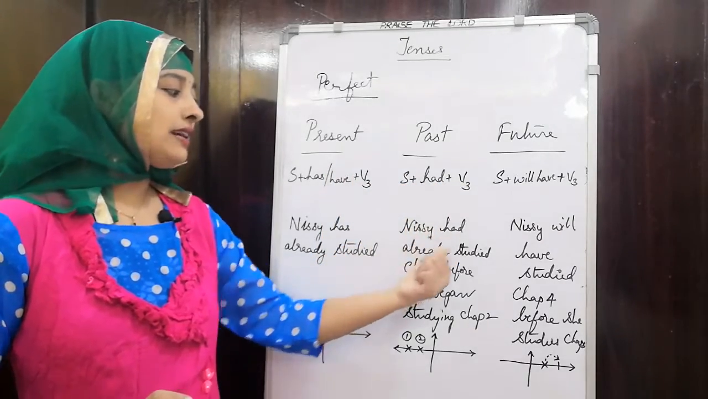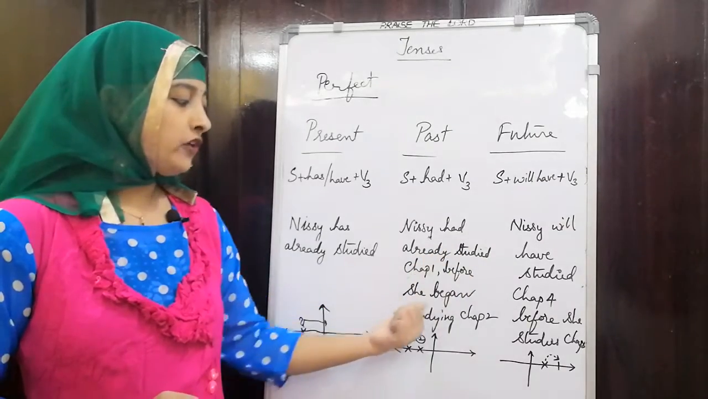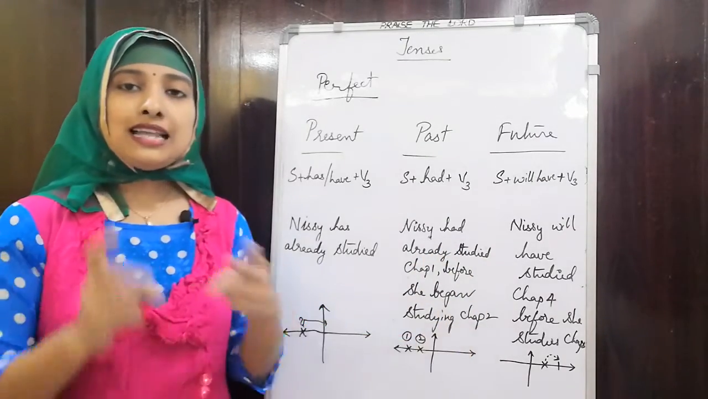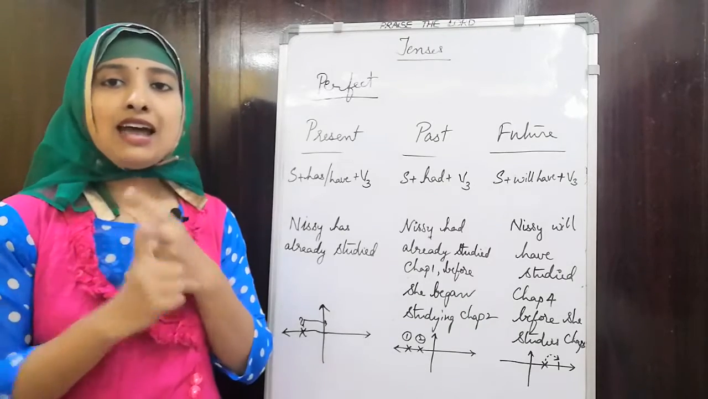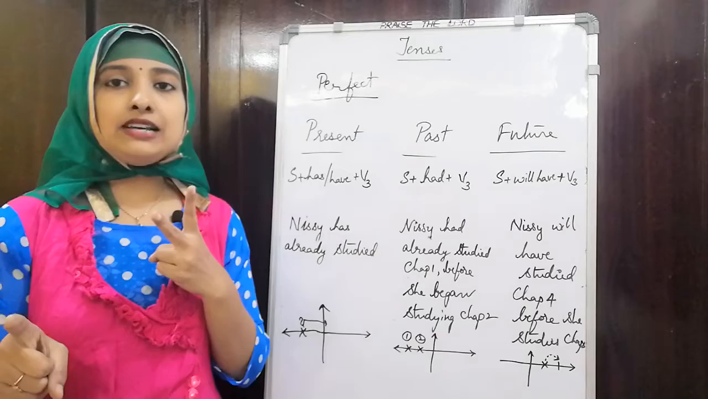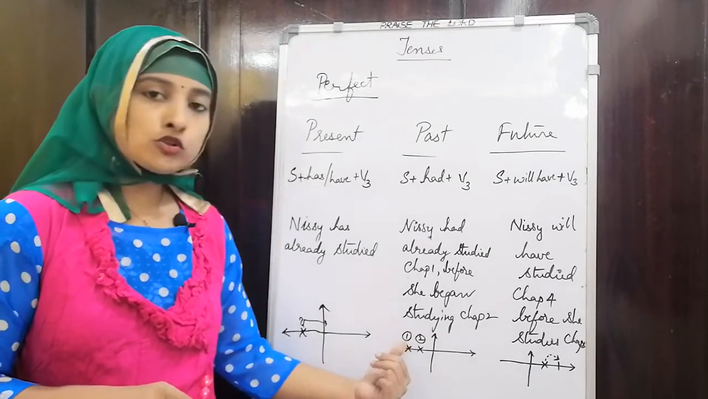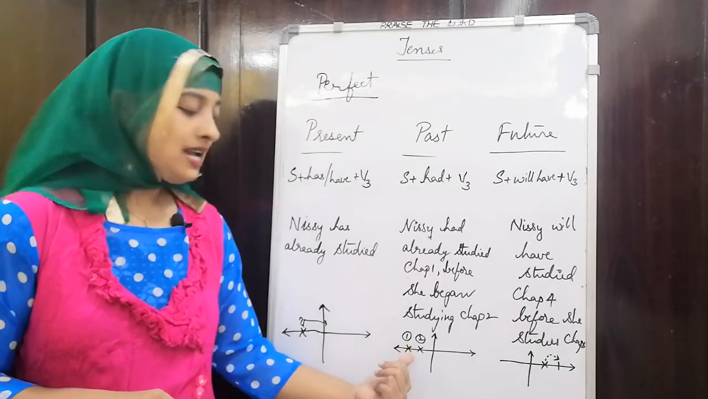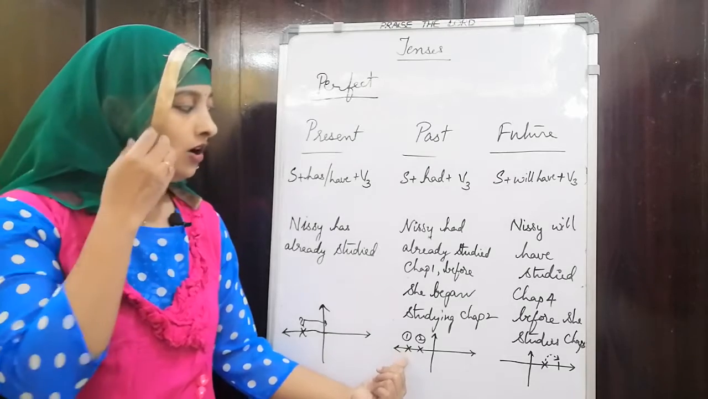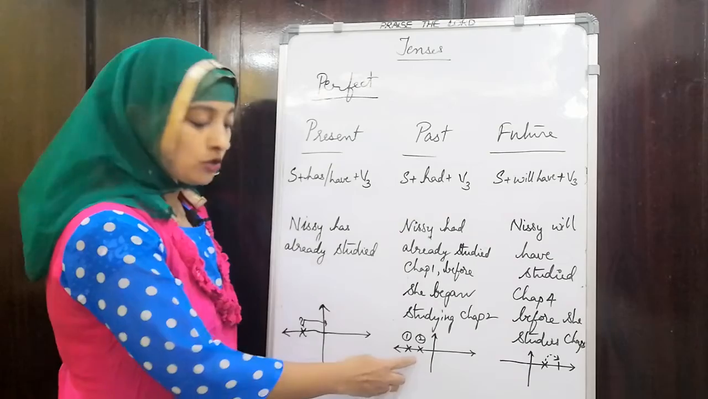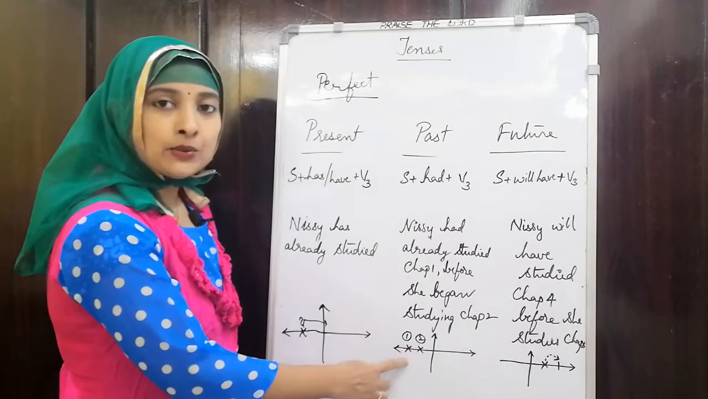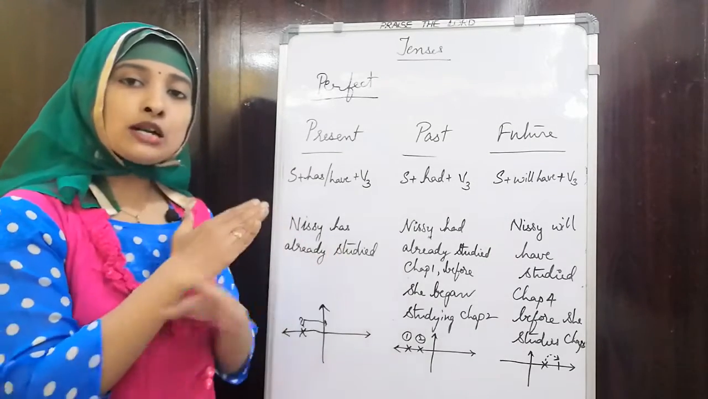Nissi had already studied chapter 1 before she began studying chapter 2. That means there are two events which were taking place. One is studying chapter 2 and one is the completion of one event. So the event which took place first, that is the completion. So Nissi has already completed chapter 1 by the time she was studying chapter 2. That means an event which got over.